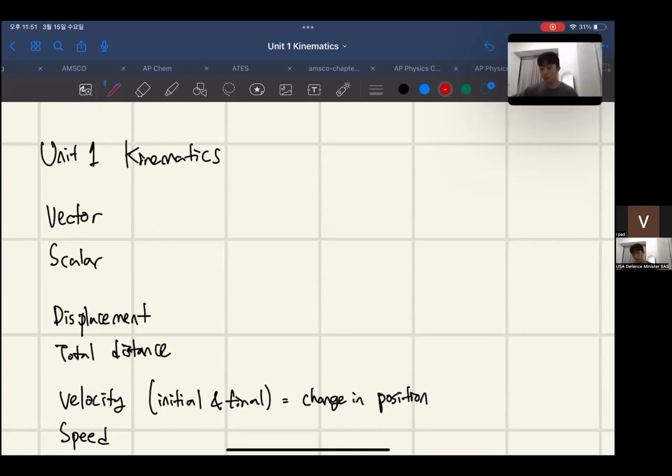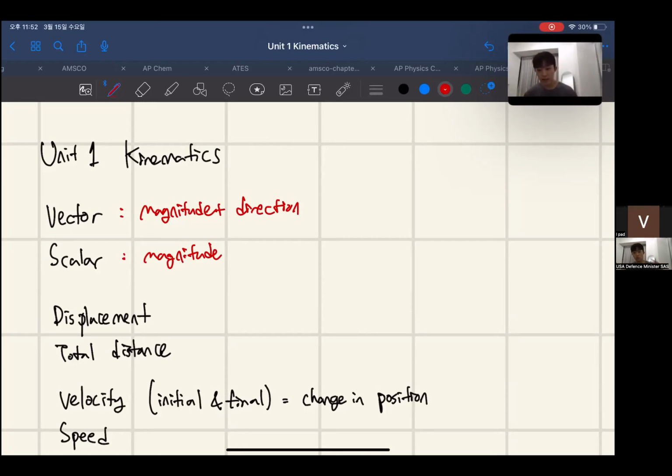They're very similar, but they also have a big difference. Vector is basically magnitude plus direction, and scalar is just magnitude itself. Now, it might be confusing if I simply say something is magnitude plus direction and the other one's just magnitude, but it's easier to think of it this way.